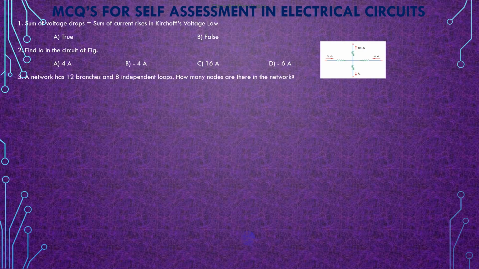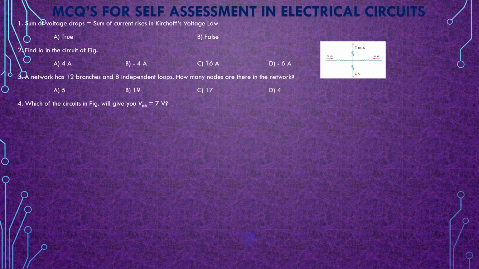Okay, a network has 12 branches, B is branches, and 8 independent loops, L is loops. How many nodes are there in the network? What is the equation I told you? Branches equal number of nodes plus number of loops minus 1. What we need here is nodes, so nodes equal number of branches plus 1 minus number of loops. So branches 12 plus 1 is 13, minus 8, that is 5. So the answer is 5.